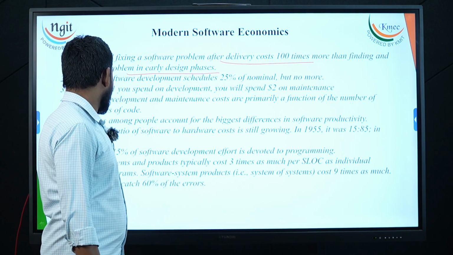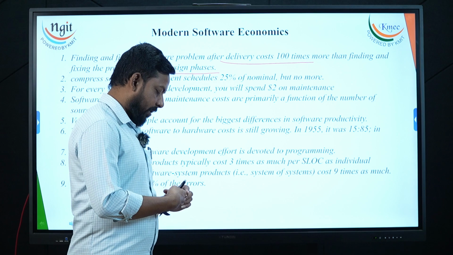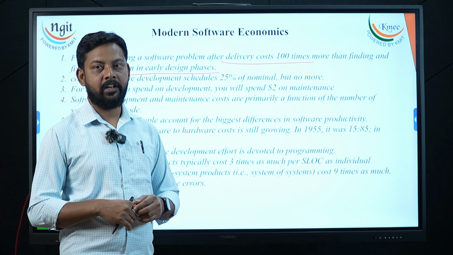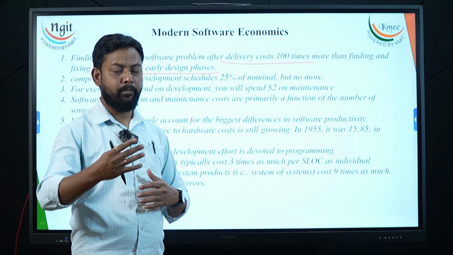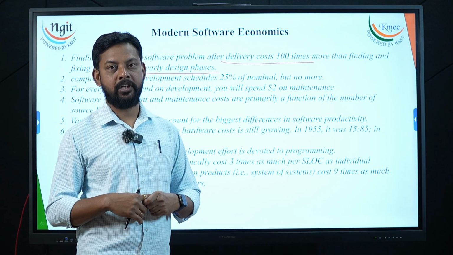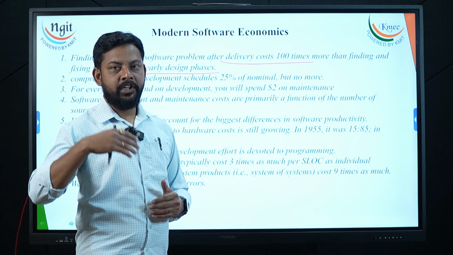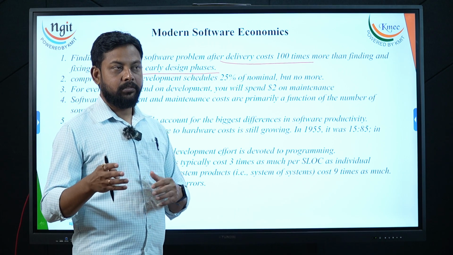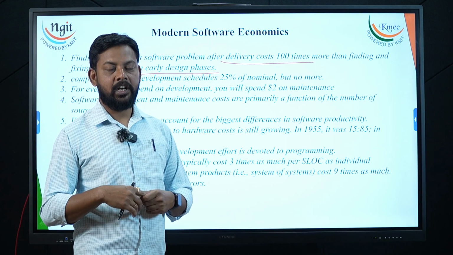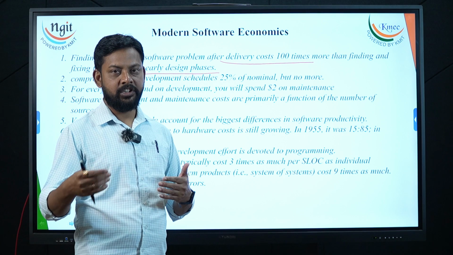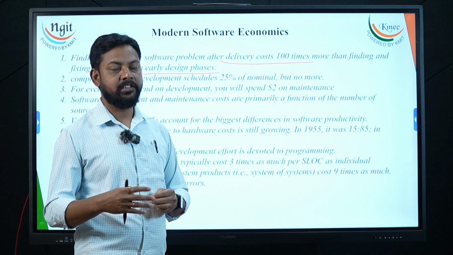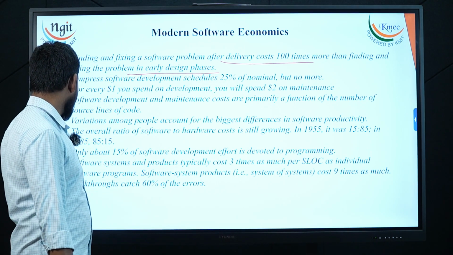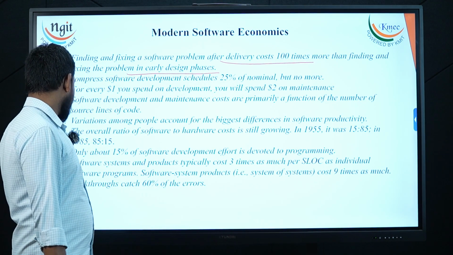Ninth, your walkthroughs catch around 60% of the errors. In the early stages, if you are able to identify the risks, bugs or errors involved in your project, around 60% of errors are identified in your project development. In order to overcome these errors, your modern software is again wasting some cost to rewrite your source lines.